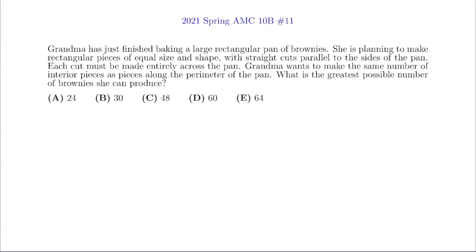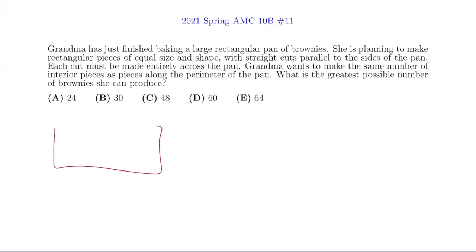Grandma has just finished baking a large rectangular pan of brownies. She is planning to make rectangular pieces of equal size and shape with straight cuts parallel to the side of the pan. Each cut must be made entirely across the pan. Grandma wants to make the same number of interior pieces as pieces along the perimeter of the pan. What is the greatest possible number of brownies she can produce?